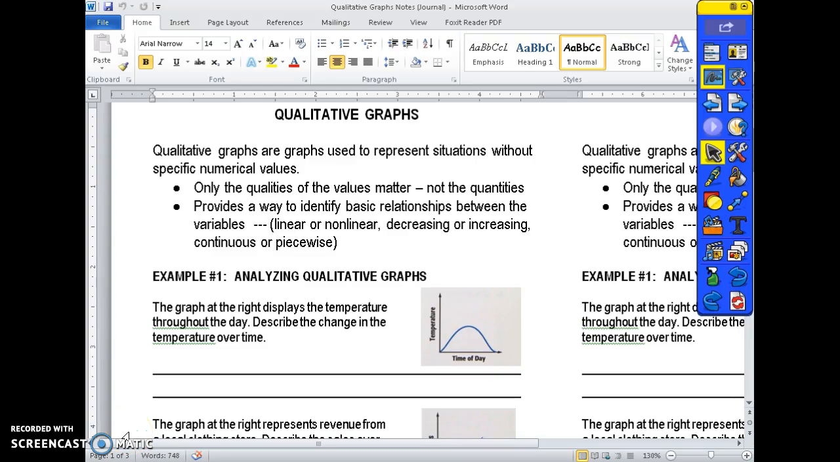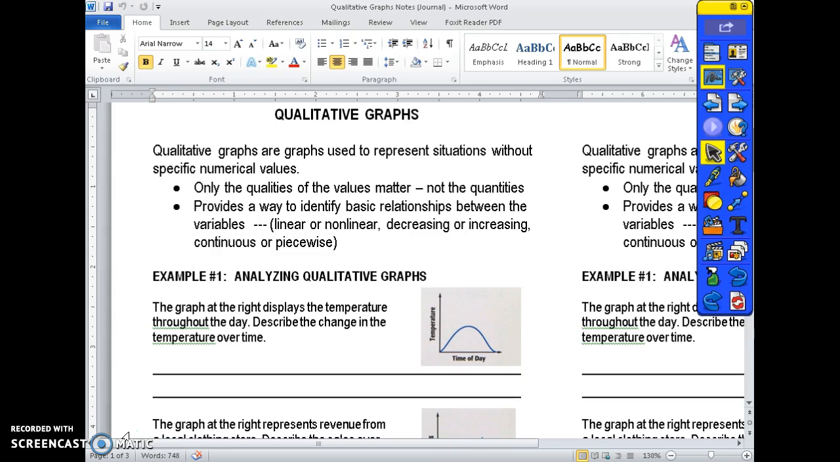This is the journal notes for qualitative graphs on page 45 through 47. Qualitative graphs are graphs that are used to represent situations without specific numerical values.